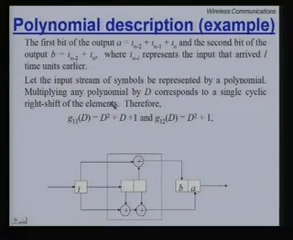So, this is an efficient way to represent how the input and output are related. The power of D tells you how much is the delay. If you multiply it by D, you increase the delay by 1, you increase the right shift by 1.